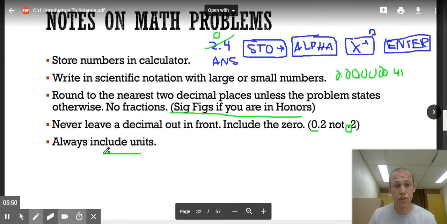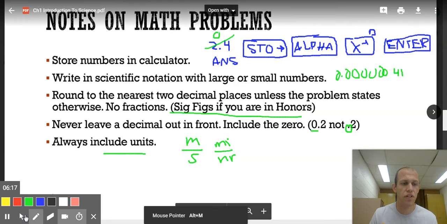And always include units. Units are super important when it comes to physical science or physics because those units help you calculate things. For example, meters per second or even miles per hour. Those are both speed calculations. They tell you how to calculate speed. Take miles, divide it by how many hours it took you to travel. Take how many meters you traveled, divide it by your seconds. So units are huge when helping you calculate things.